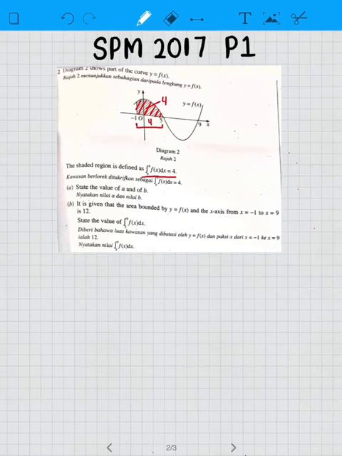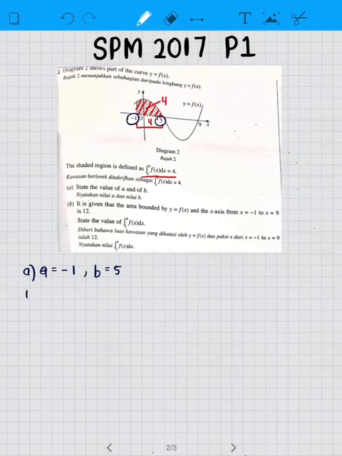Question A asks you to state the value of a and b. As we know, -1 and 5 are a and b, but how do we determine which one is a and which one is b? For information, a is actually the lowest limit, meanwhile b is the highest limit. So obviously a equals -1, meanwhile b equals 5.